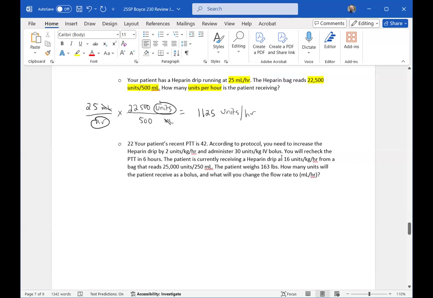All right. So with the heparin protocol, it's going to give you a bunch of information, and you're going to have to put together and assimilate a lot of skills that you've learned over the last couple of semesters. Converting pounds to kilograms, and then converting units to milliliters, and then converting units per hour to milliliters per hour.